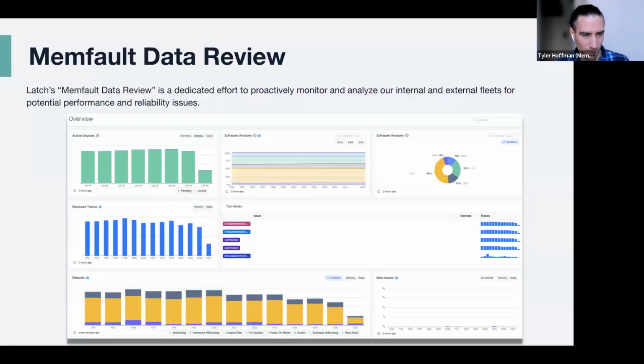It's awesome. Cool. So yeah, Latch holds what we call our Memfault data review. This is a dedicated, continuing effort where we proactively monitor and analyze both internal and external fleets for potential performance and reliability issues. With the fleet dashboard, we can easily monitor trends in installation and firmware adoption rates, which helps our product team make informed decisions.